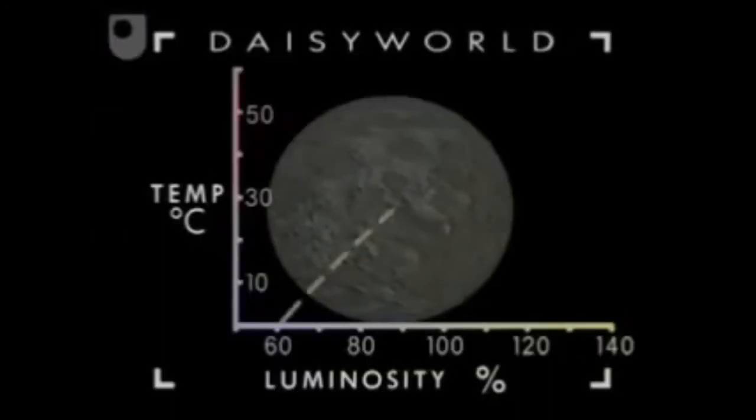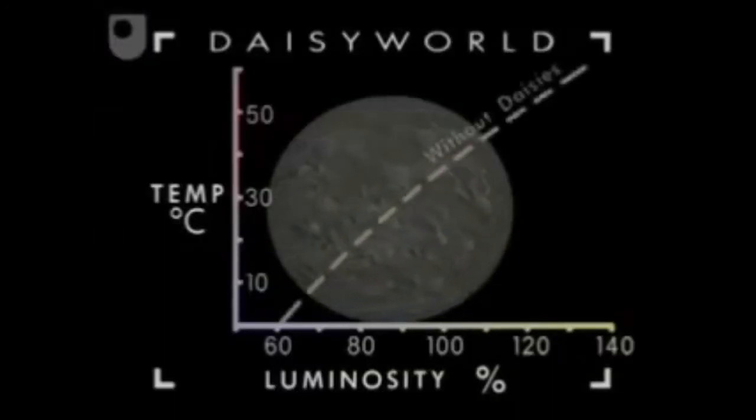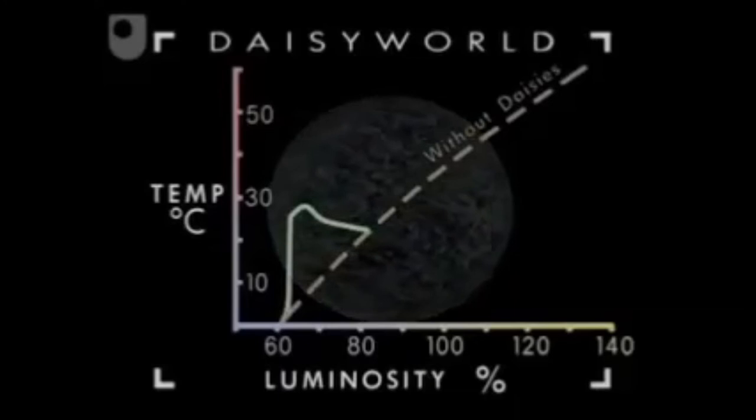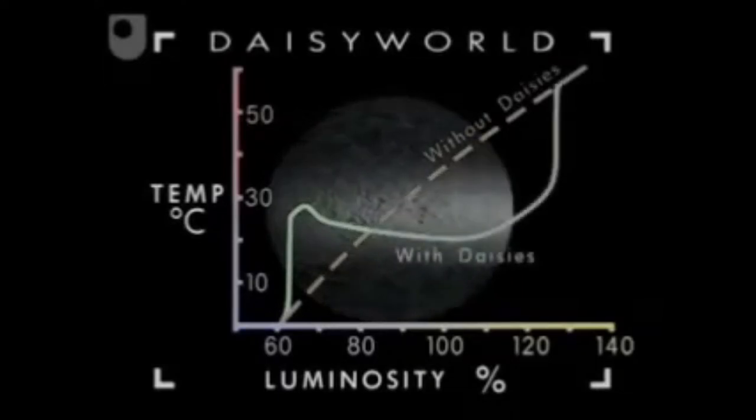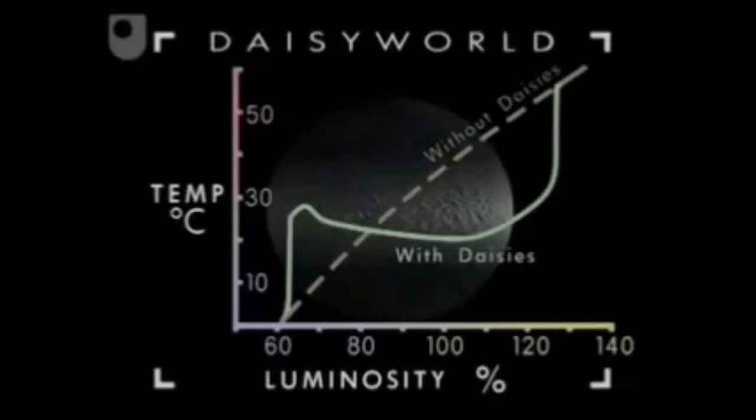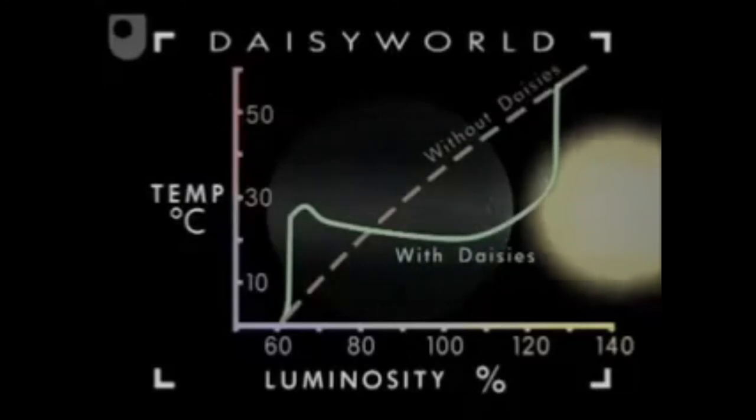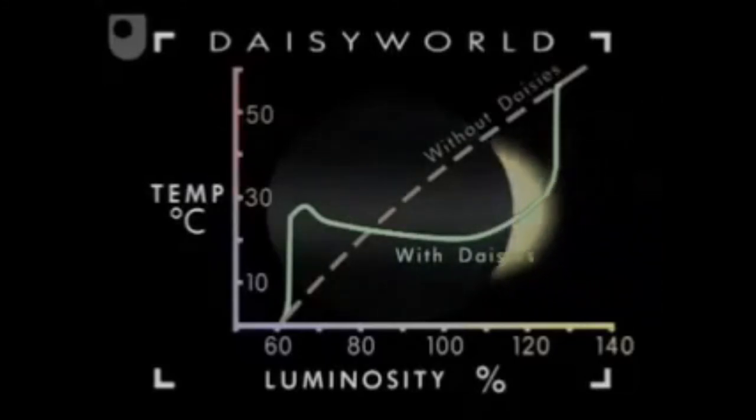This graph represents the temperature of Daisy World based on changes in solar luminosity alone, without the influence of the daisies. If we now add the daisies, we get this curve, which shows both positive feedback from the black daisies and negative feedback from the white ones. Together, they regulate the planet's temperature, producing a stable environment despite the changes in solar radiation.